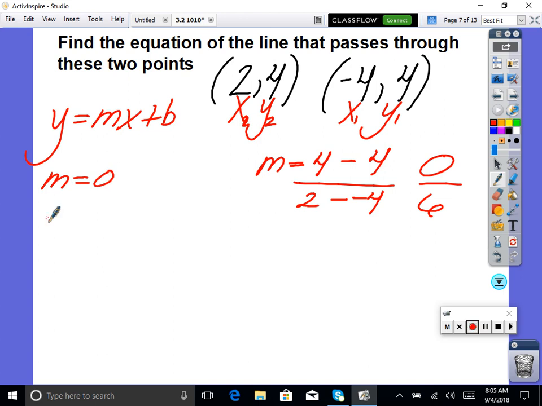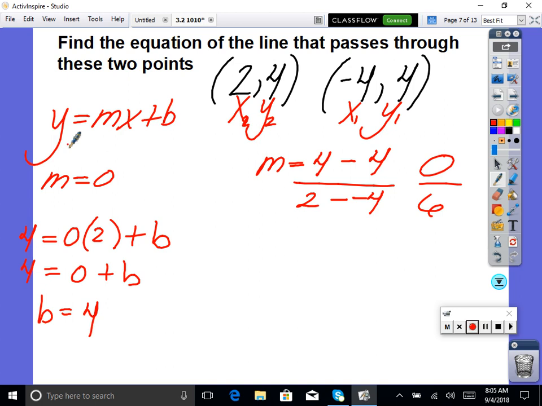So now we can plug in everything we know. Our y value is, which point do you want to use? It doesn't matter. 2, 4. So our y value is 4. So 4 is equal to, our slope is 0, our x is 2, and then plus b. Isn't that 4 is equal to 0 plus b? So b is equal to 4.